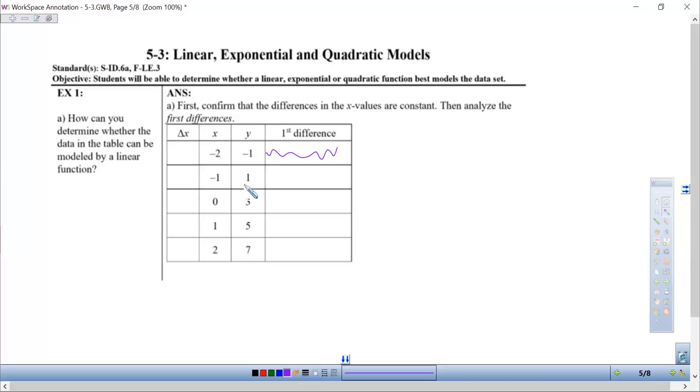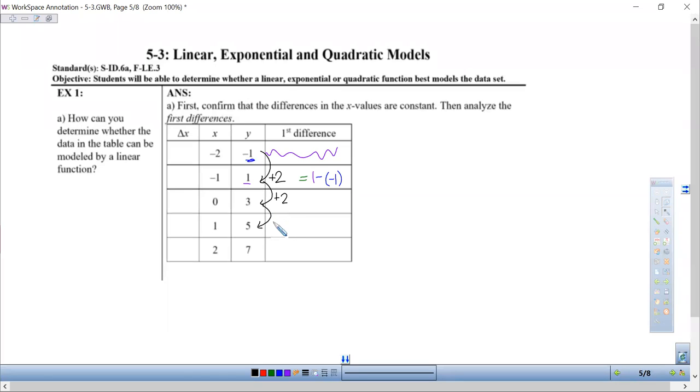I'm taking the second y value, which is 1, and I'm subtracting the first y value from that, which is -1. So 1 minus -1 gives me 2. So that's really 1 plus 1. And that's the value that I would add to get the next point. So if I take -1, I would add 2 to get 1. So this should follow. If I add 2 to get that, I should be able to add 2 to get 3.